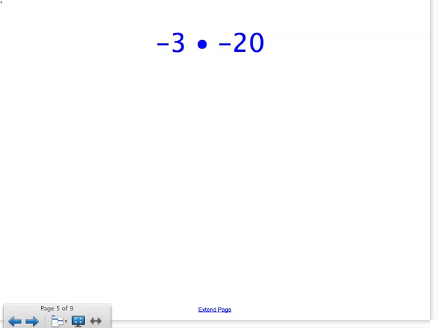Alright, so hopefully the first thing you noticed was there's two negatives, so they're going to cancel out. So really, I'm just doing 3 times 20, which is 60. Pretty simple. All right, let's try another one. Go ahead and pause this and figure it out on your own.